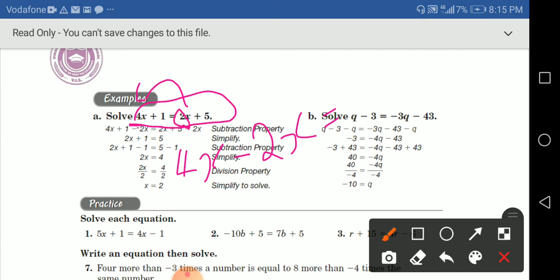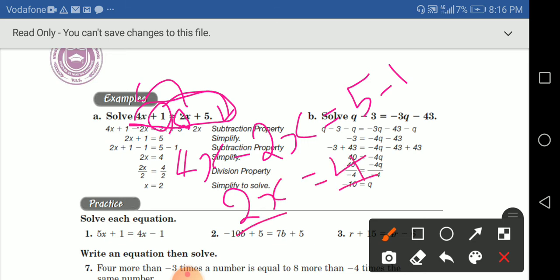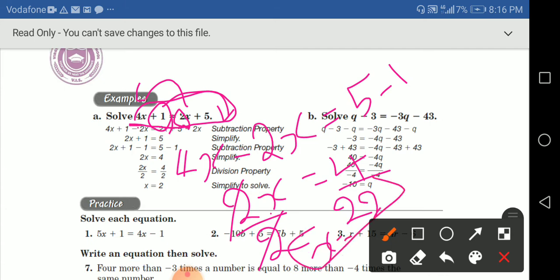So 4x minus x. And what about the numbers? Put the numbers together, as the numbers are like terms. So 1 will go to the other side as negative 1. So we have 4x minus x gives me 3x, and 5 minus 1 gives me 4. So divide both sides by the coefficient of x. I want the number beside x. So x equals 4 over 3.